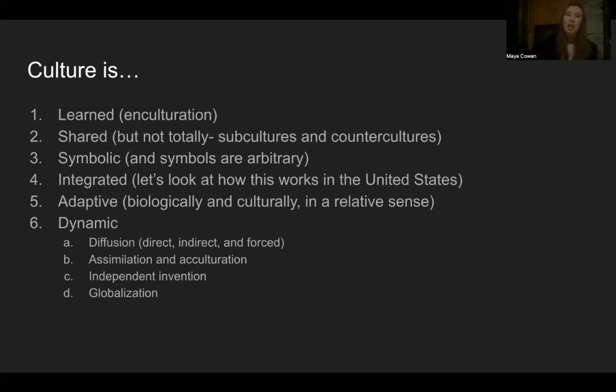Culture is dynamic. I'm sure you can guess what this means. Cultures change. Cultures are constantly changing. You can't stop a culture from changing. That's what they do. So there are a number of different ways that this happens. The first is called diffusion. There are different ways for diffusion to happen as well.